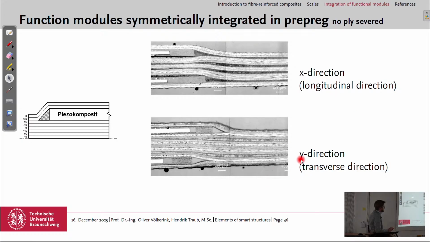This is in the transverse direction, and you can see the fibers in the middle going more or less straight, and these have a curvature to go around the functional modules. And here are some resin pockets where you just have the matrix material of the fiber reinforced plastic without the fiber reinforcement.